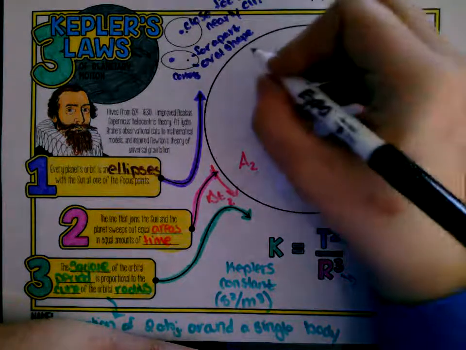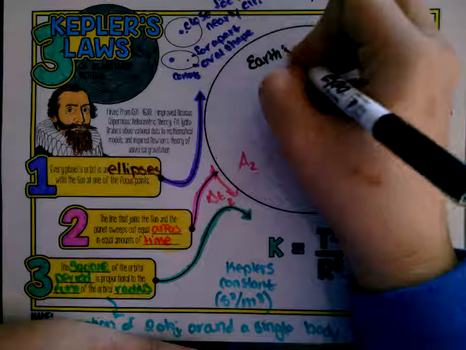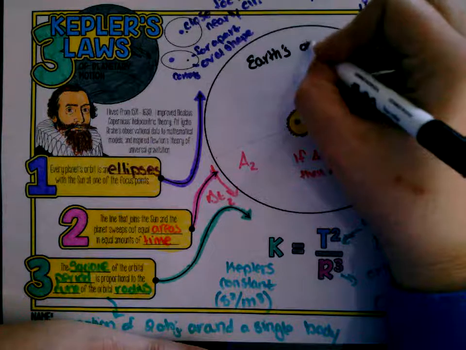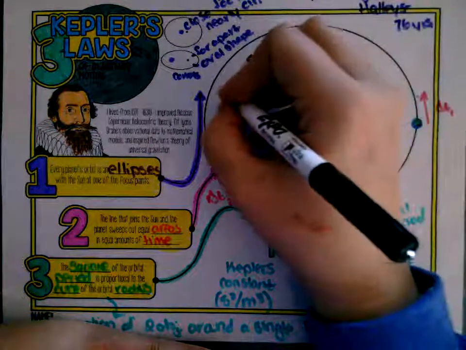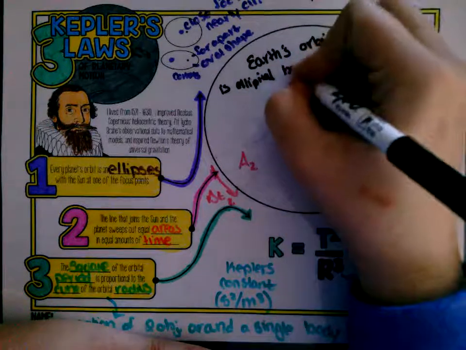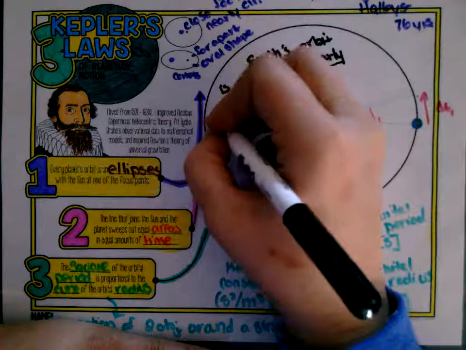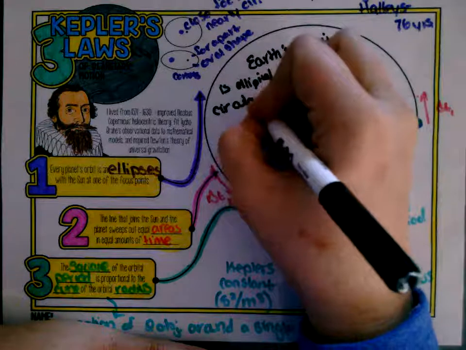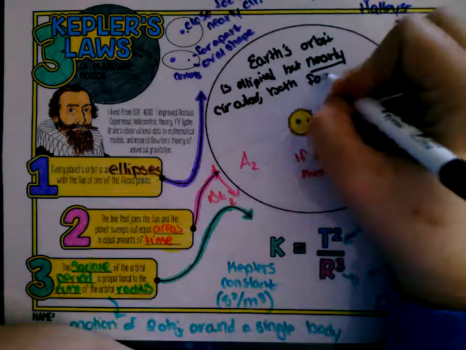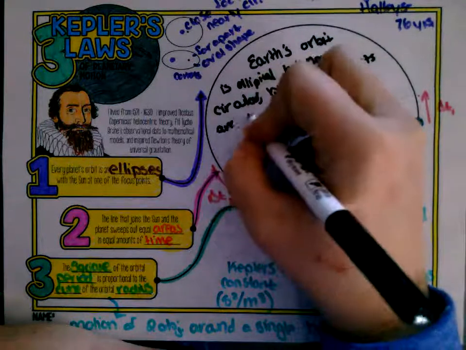The Earth's orbit is elliptical. We like to draw it as a perfect circle, but if you were to measure it out on your paper, it's not a perfect circle. So its orbit is elliptical, but nearly circular, and that's because both of the focal points are in the sun.